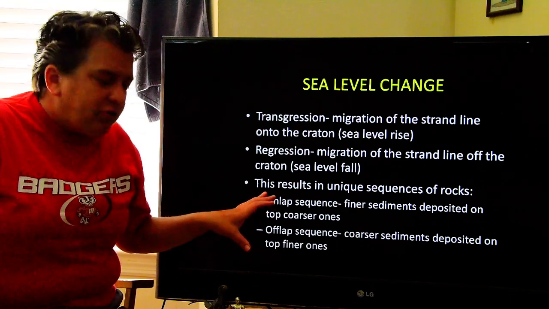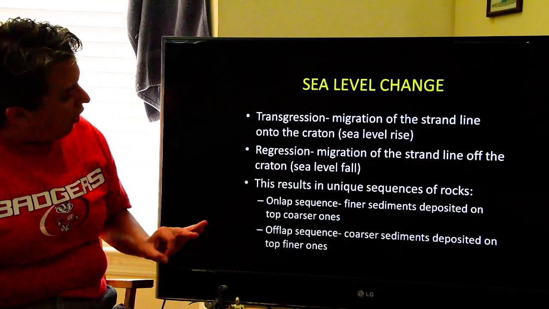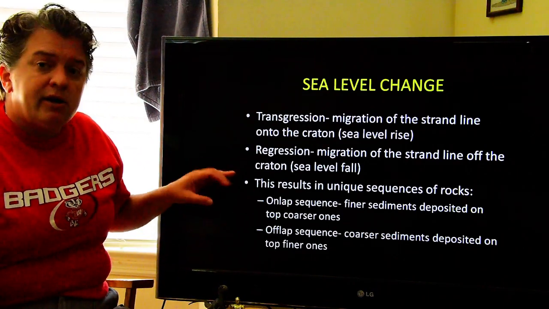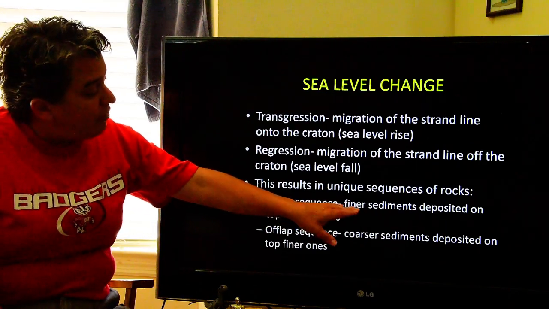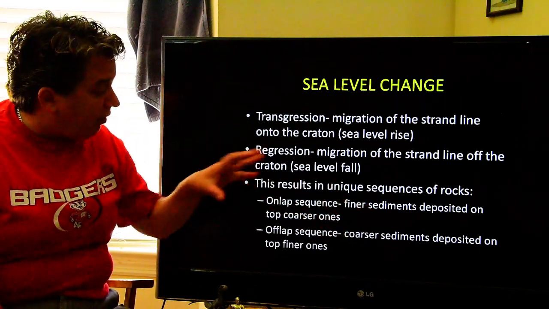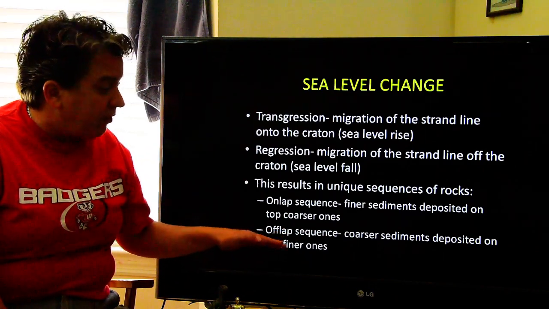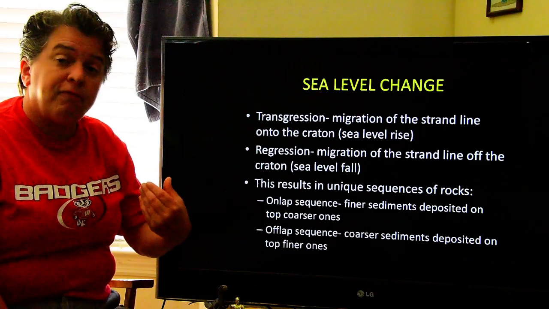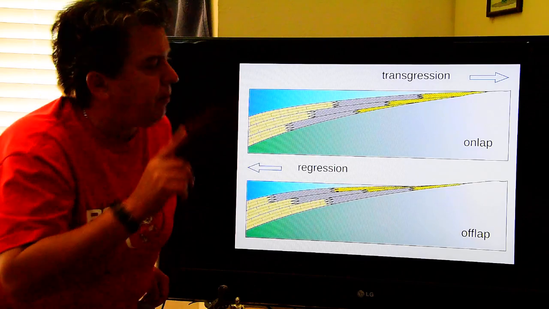These sea level changes result in unique sequences of rock. You can have what's called an onlap sequence, which is where the transgression is occurring and you get the finer grained sediments on top of coarser ones. Or you can have an offlap sequence where the coarser ones are on top of the finer ones because you have a regression. Let's take a look at what I mean by that.